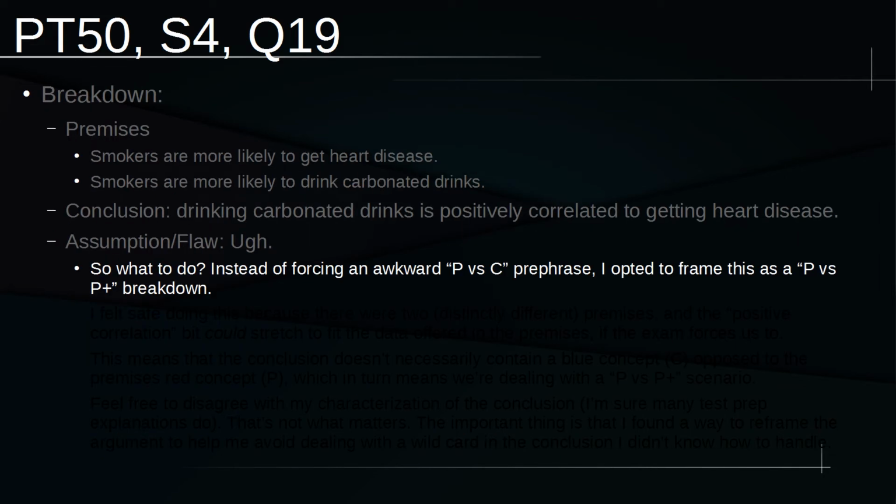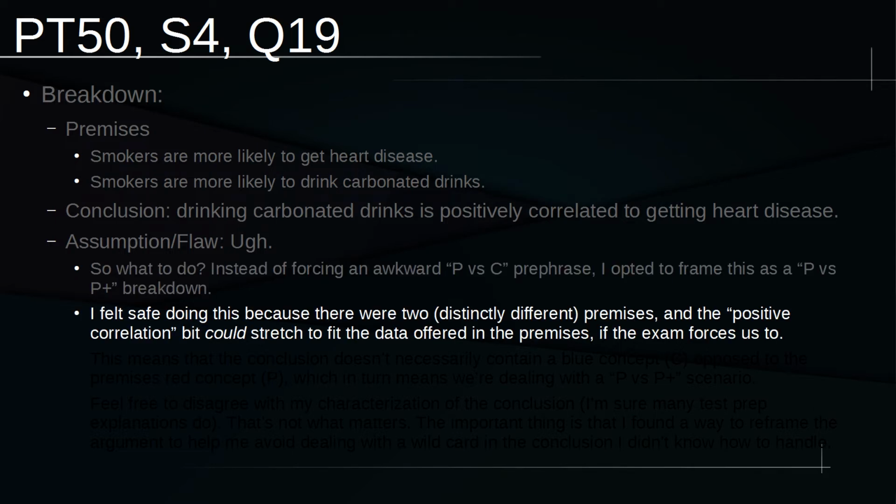Of course, I can't just stop there, though. So what do I do? Instead of forcing an awkward P versus C prephrase, like I kind of told you I was trying to do but failed, I immediately opted to frame this as a P versus P plus breakdown. I felt safe doing this reversion from P versus C to P versus P plus because there were two distinctly different premises, and the positive correlation bit from the conclusion could stretch to fit the data offered in the premises, which were about correlations of various kinds, if the exam forced us to do it.